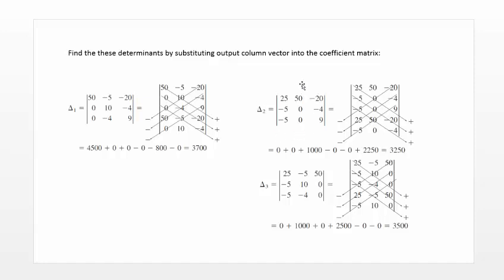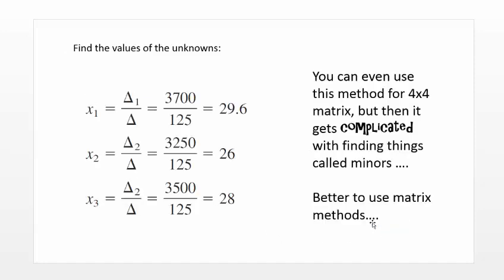Did the same thing by substituting 50 in the second column. So I get delta 2, find a determinant, voila. Same thing for delta 3, which I'll need for the third unknown. Substitute that output column vector in the third column, find the determinant. Then finally you get your unknowns by doing this division. So there's the determinant delta 1 divided by the determinant of the coefficient matrix, and then you get the unknown x1. And you can do the same thing for x2 and x3.